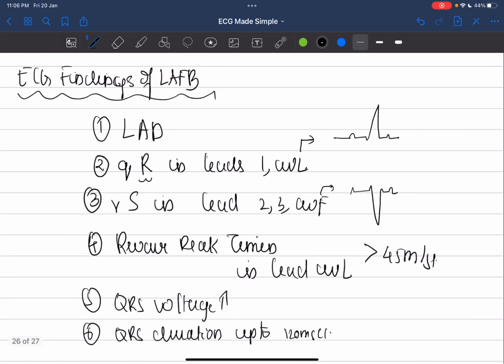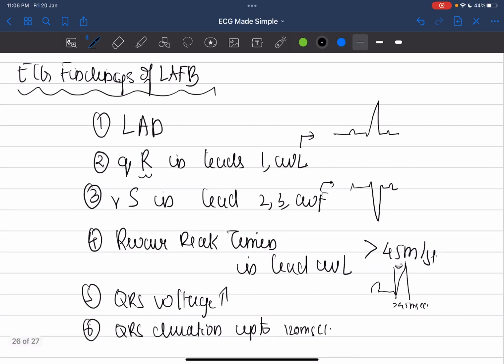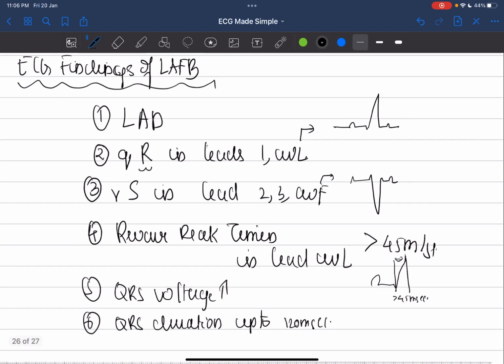And the R wave peak time is the time from the start of the QRS complex to the peak of the R, and this duration will be more than 45 milliseconds. There will be a slow, prolonged R wave in lead AVL. And high QRS voltage means the height of the QRS will be tall in the limb leads, and the duration can be prolonged up to 120 milliseconds. So these are the ECG findings typical of left anterior fascicular block.